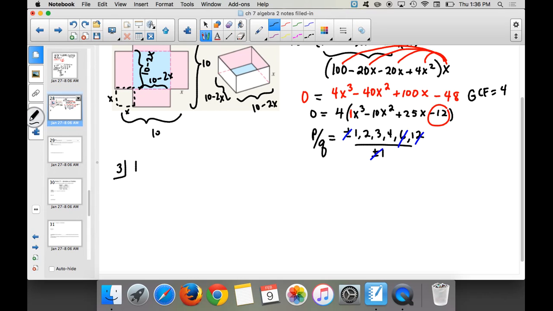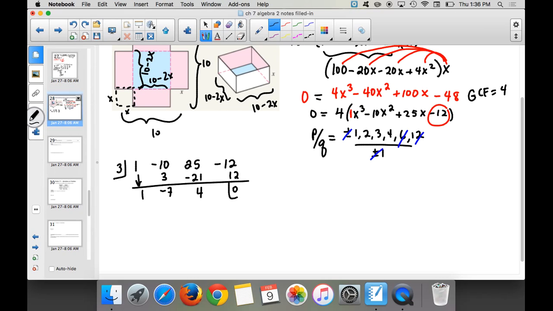So I'm going to have 1x cubed negative 10x squared 25x minus 12. And I do my synthetic division. So 3 times 1 is 3. I get negative 7, negative 21, 4. Oh, it was a lucky guess. I couldn't remember if it was 2 or 3. I just guessed 3. Shoo.